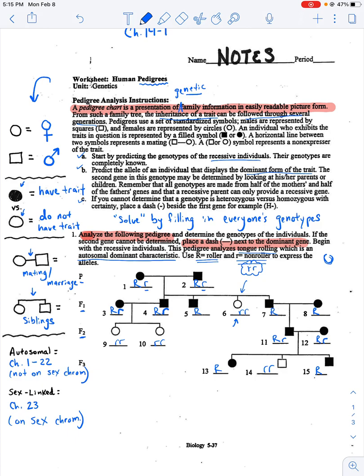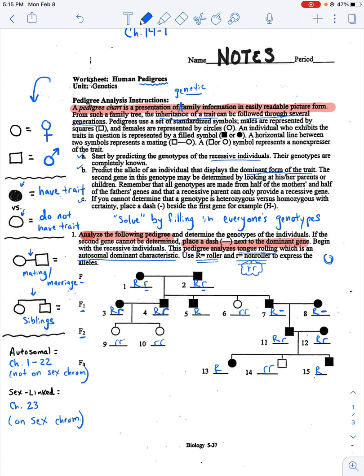I'm going to start with 7. 7 is the son of 1 and 2. Unfortunately, we know that 7 and 8 have a son that's heterozygous, but we don't know which parent, if not both of them, are heterozygous that passed on that recessive lowercase r. This is an example of where you'd put a dash. We don't have enough information to be able to determine who has what second allele.